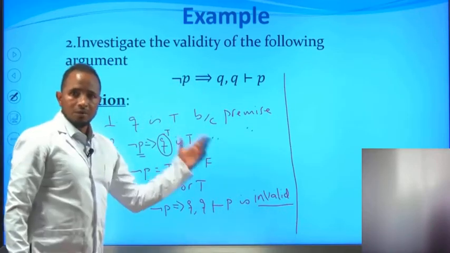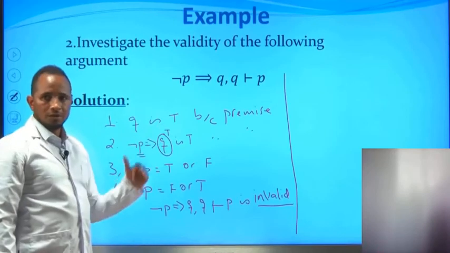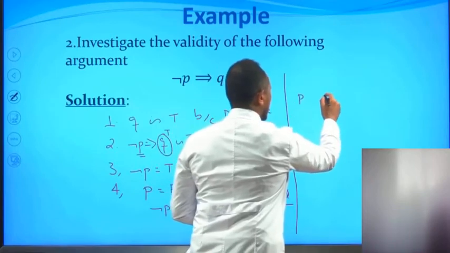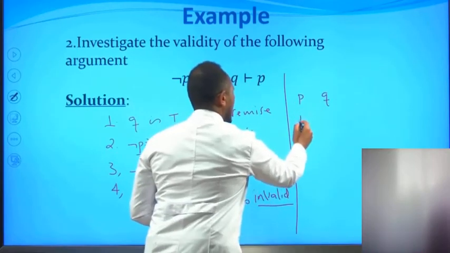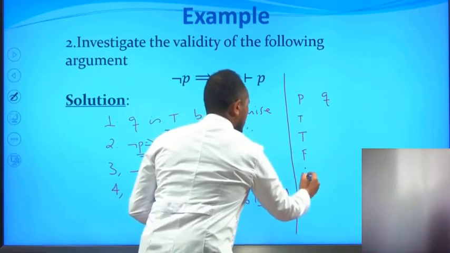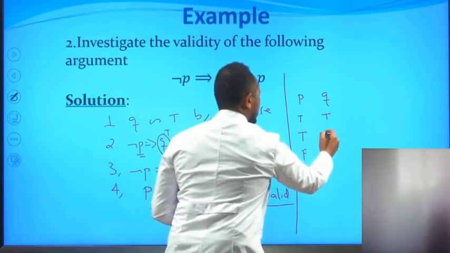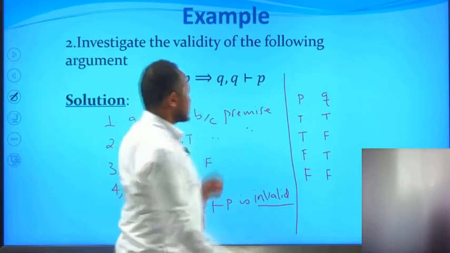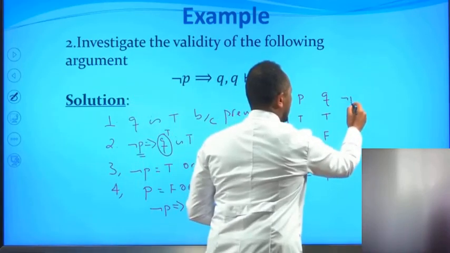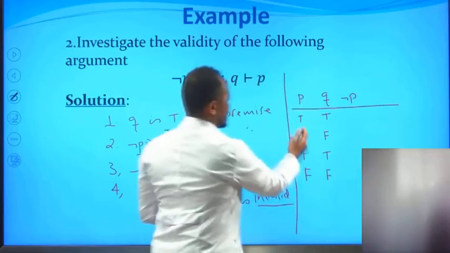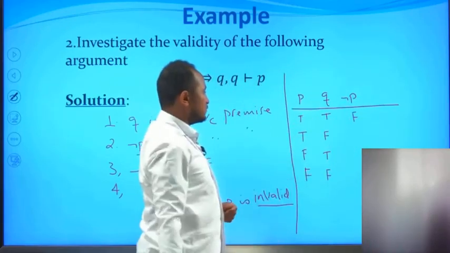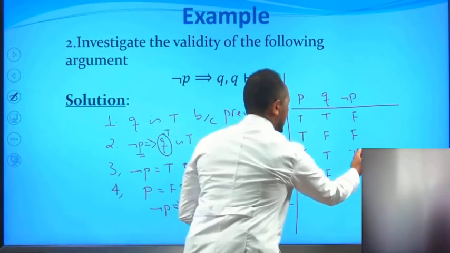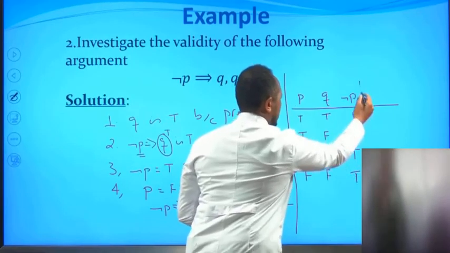Okay, you can use a table also to test whether it is valid or invalid. We have two statements, P and Q. So we have true, true, false, false for P, and true, false, true, false for Q. Negation of P implies Q. Let me have negation of P here. Negation of true is false here. Negation of false is true here.